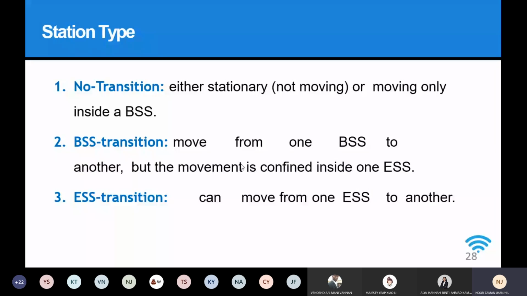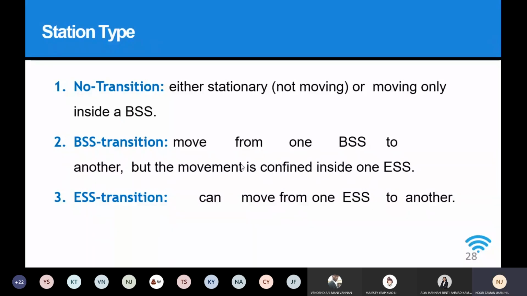Like suppose we are connected with our home network. Our computers, our laptops, our mobile phones and everything are connected within that particular BSS. So your home network is actually your own BSS. Now, what is the BSS transition? Moving from one BSS to another, but the movement is confined inside one ESS.